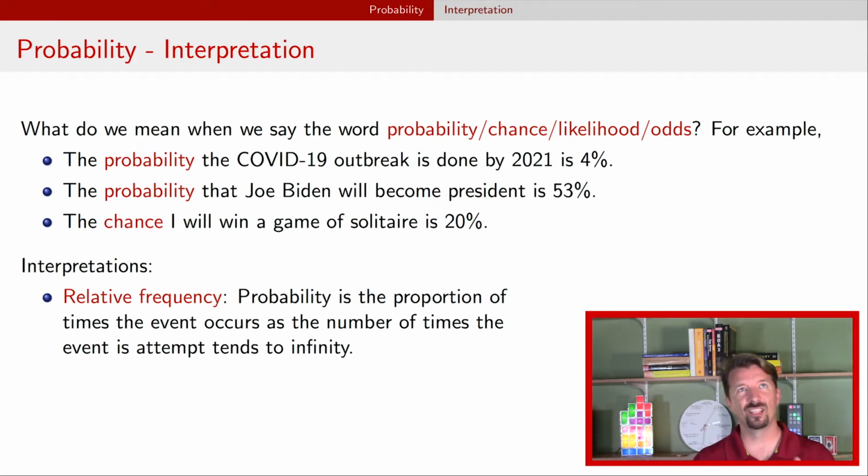But it's a little bit harder to imagine how to interpret the other 2 questions that I asked in terms of relative frequency. What's the probability that Joe Biden wins this election? Well, there's only one election. We can't really repeat that election over and over, right? Because number one, presidents in the U.S. only have a limit of 2 terms. And so at most we could ever do it twice. So this relative frequency notion kind of falls apart.